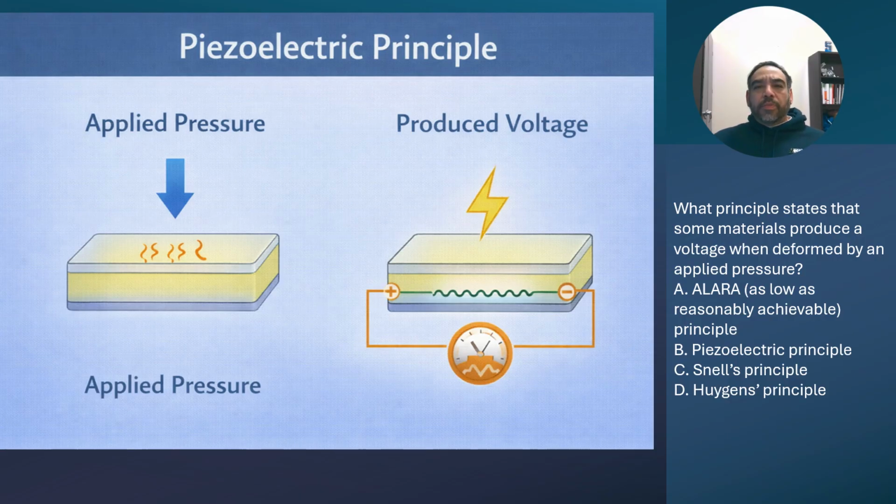So let's talk about the other ones now. Why are they incorrect? ALARA principle. Now you see the word ALARA, and you might think, oh, that's got to be what they're looking for. This is a safety principle. It's not a physics principle. ALARA, remember, stands for as low as reasonably achievable, and it just refers to minimizing patient exposure to ultrasound energy. It doesn't have anything to do with voltage production from pressure.